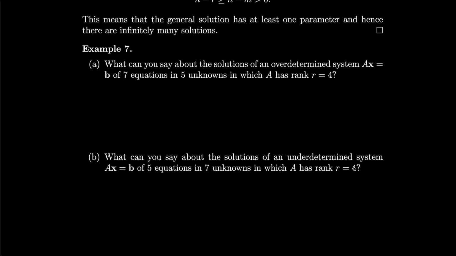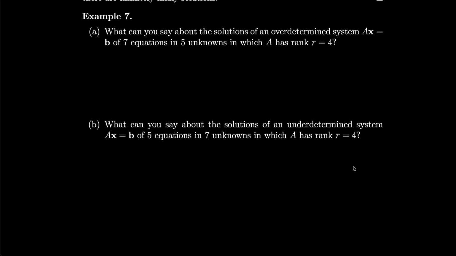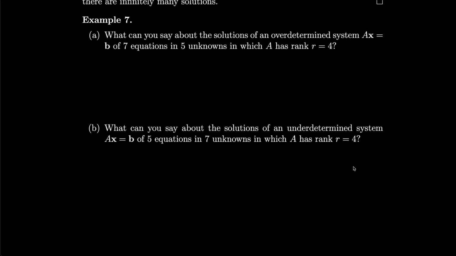As an example, what can we say about the solutions of an overdetermined system Ax equals b of 7 equations in 5 unknowns in which A has rank r equals 4? Well, notice the number of unknowns is bigger than the rank, so we can tell that the number of parameters in the solution is going to be greater than 0.